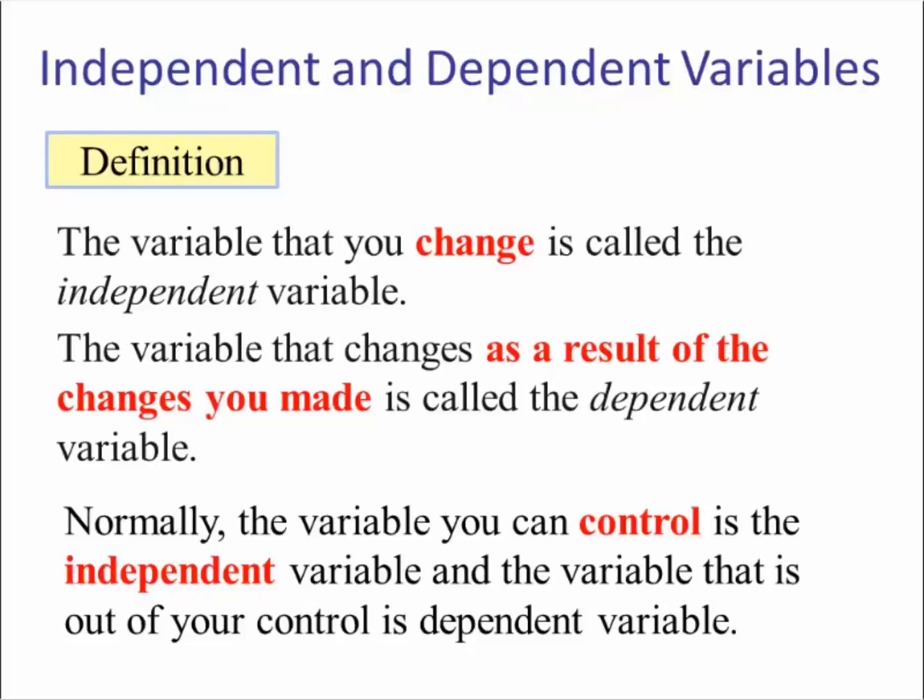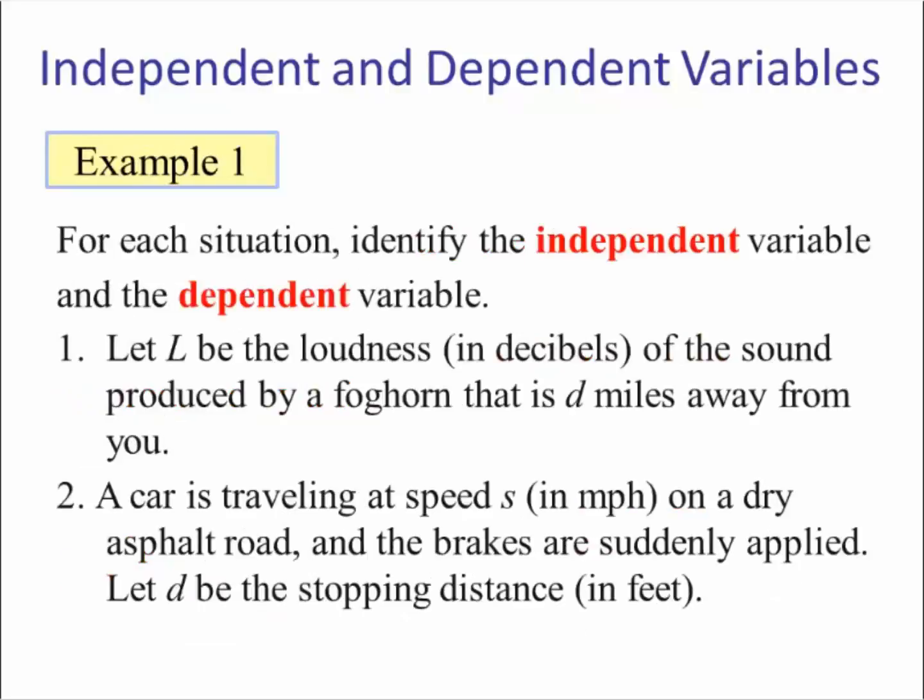Example 1. In each situation, identify the independent variable and the dependent variable. Number 1. Let L be the loudness, measured in decibels, of a sound produced by a foghorn that is d miles away from you. Number 2. A car is traveling at a speed s in miles per hour on a dry asphalt road. The brakes are suddenly applied. Let d be the stopping distance measured in feet.